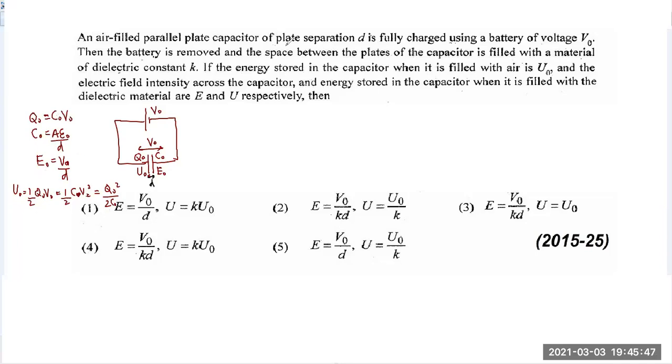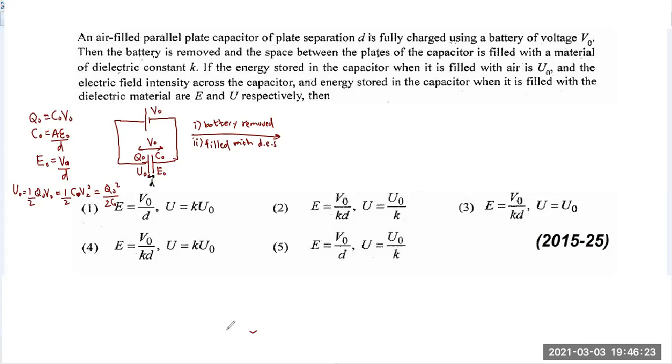Read it carefully. Then the battery is removed and the space between the plates of the capacitor is filled with a material of dielectric constant K. Now the battery is removed after that. Two things are happening. One, battery removed, and two, filled with dielectric substance. I just put DES, dielectric substance.